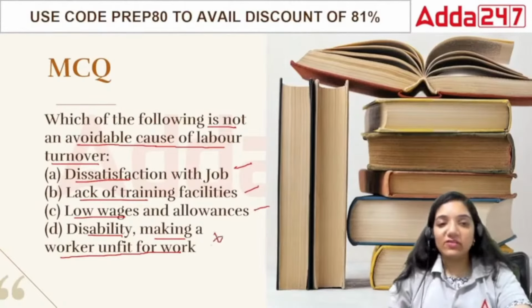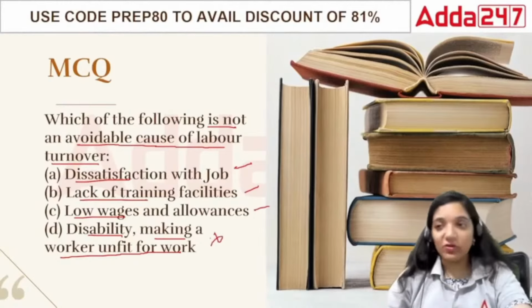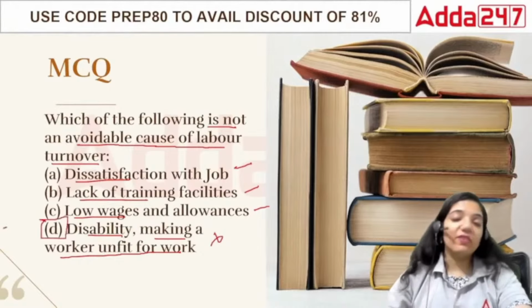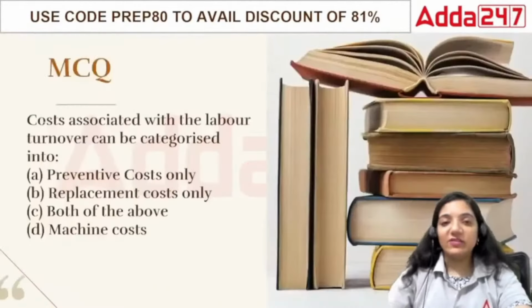Disability is something that is not in their hands. This is something that is not in your hands as well as in the hands of that particular labor. So that means this disability portion is not avoidable. This is unavoidable in nature. This can happen with anyone. Okay? That's the next point.